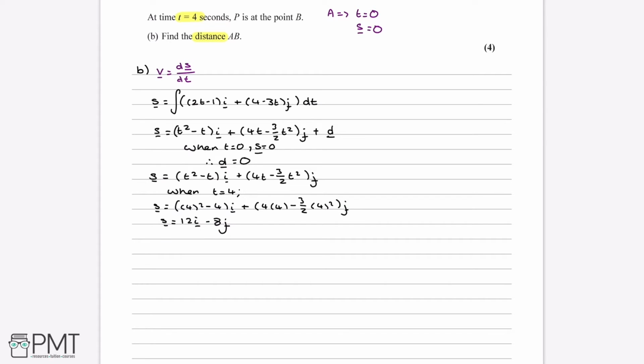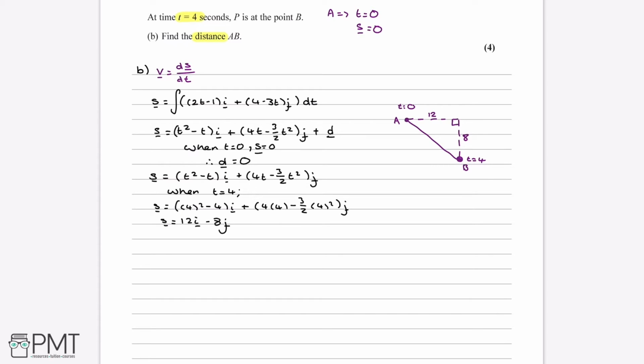If we were to draw a rough sketch of the points A and B, we say A is here, and we treat this as t equals 0, s equals 0. Then point B is 12i, which means it's 12 along in the positive direction from A. And then minus 8j means that it is then 8 downwards in the negative j direction. So it's 12 along and 8 down, and this is the point B when t is equal to 4. That means that to find the length of AB, we can just use Pythagoras' theorem, because we know these two lengths and this is a right angled triangle.